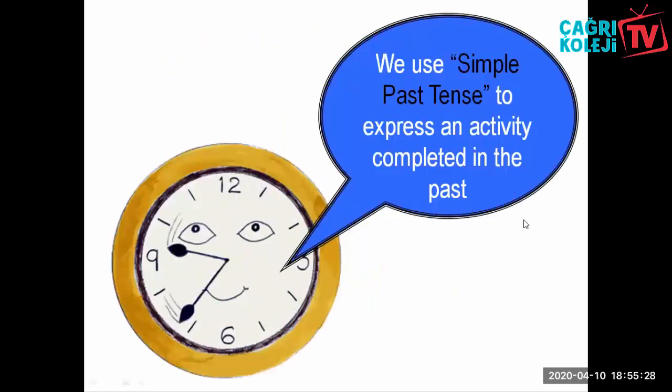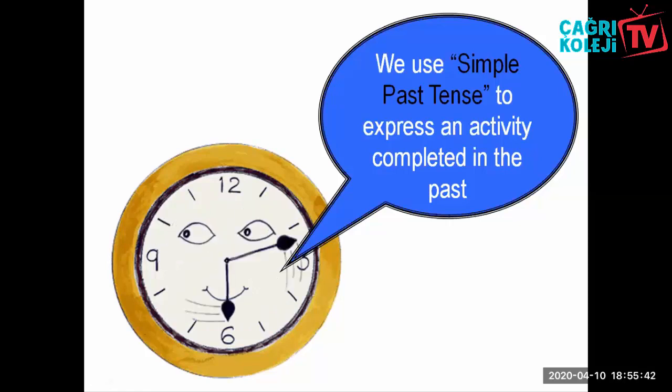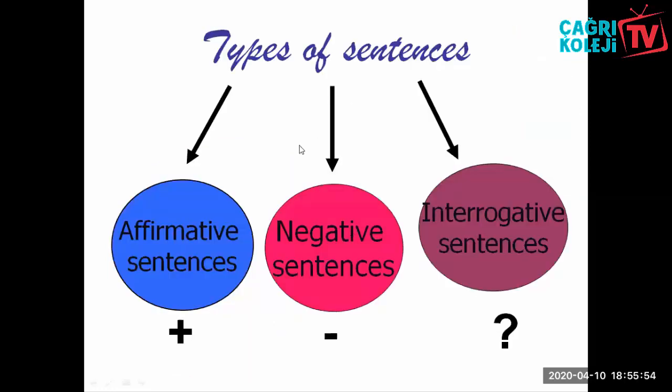So what is simple past tense and how can we use it? We use simple past tense to express an activity completed, finished in the past. Not today, not tomorrow. Our action finished, completed in the past, like yesterday, last week, last year, last month, 2 days ago, 2 hours ago. The types of sentences are affirmative sentences, negative sentences, and question sentences. You already know how to make these kinds of sentences. Here we are just going to make a small revision.